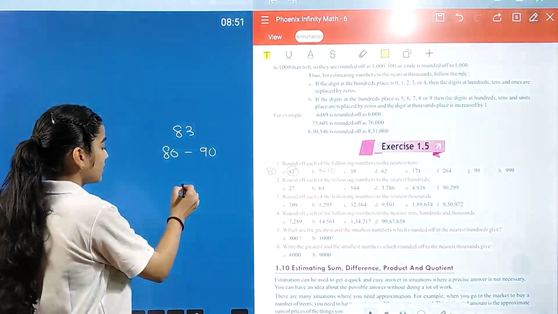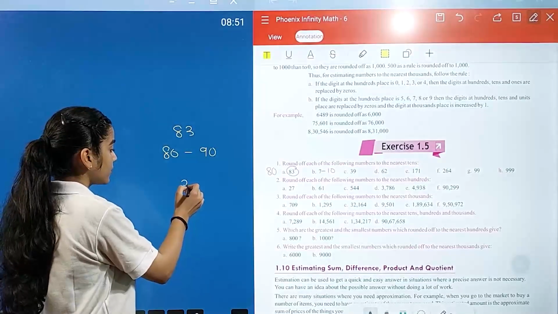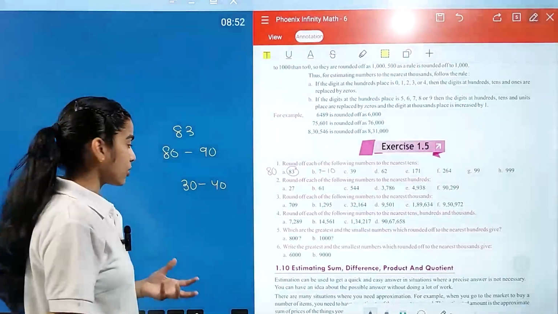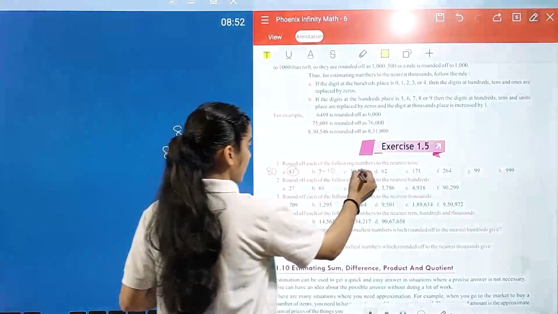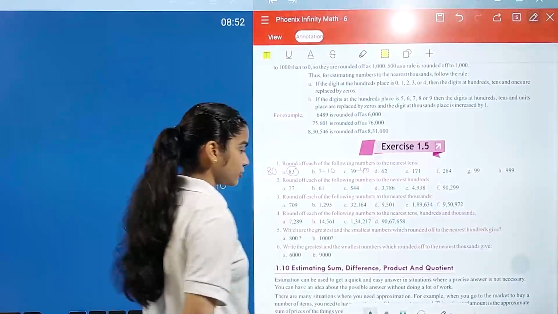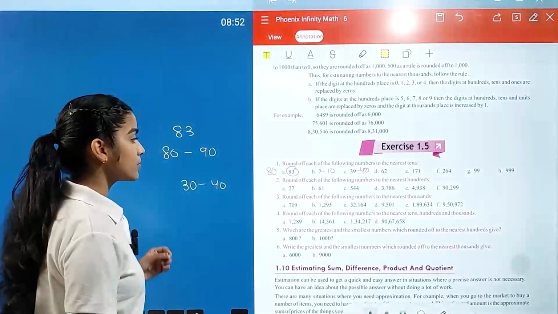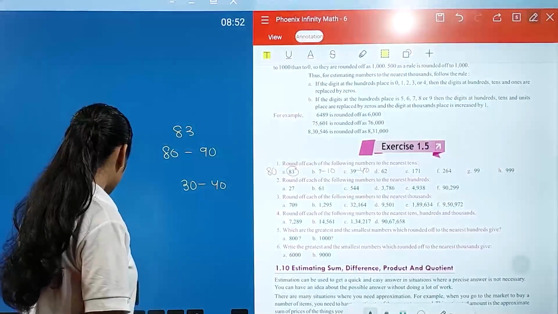Now 39 lies between 30 and 40, and 39 is closer to 40 as compared to 30. The round off is 40. I hope, students, this is clear to you, and now you can simply estimate your numbers. Round off each of the following numbers to the nearest 100. So for the nearest 100, how can we shift it?